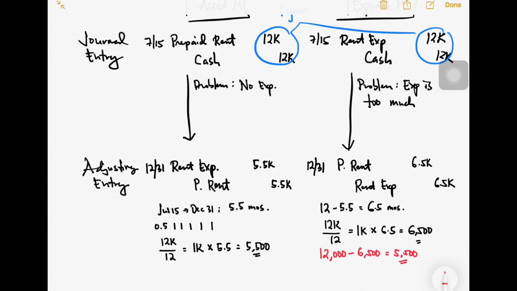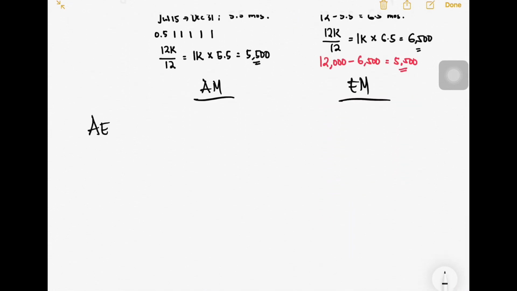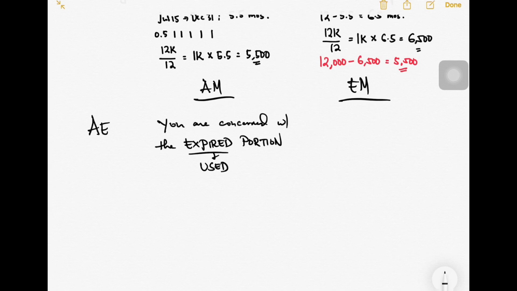But the major tip here is, if you're still trying to learn adjusting entries, you may want to prepare the initial entry first before going to the adjusting entry. That's my suggestion. But once you are used to analyzing the questions, you may now answer problems directly by just writing the adjusting entry. Now, another tip that I can give you is, if you are preparing the adjusting entry under the asset method, you are concerned with the expired portion. Another word for expired is used. While for the expense method, you are concerned with the unexpired portion.